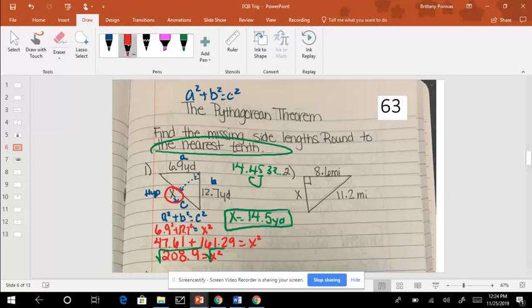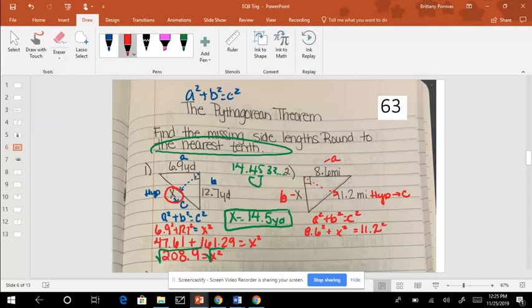Number 2, a squared plus b squared equals c squared. Your hypotenuse is across from your right angle. This is your hypotenuse. So when you plug it in, that's going to be your c value. So it doesn't matter if the 8.6 is a or the x is a. I'll make the 8.6 a and the x is my b value. So a squared plus b squared equals c squared. a I labeled as 8.6 squared plus x squared because b is x, and then c is 11.1. I'm sorry, 11.2 squared.